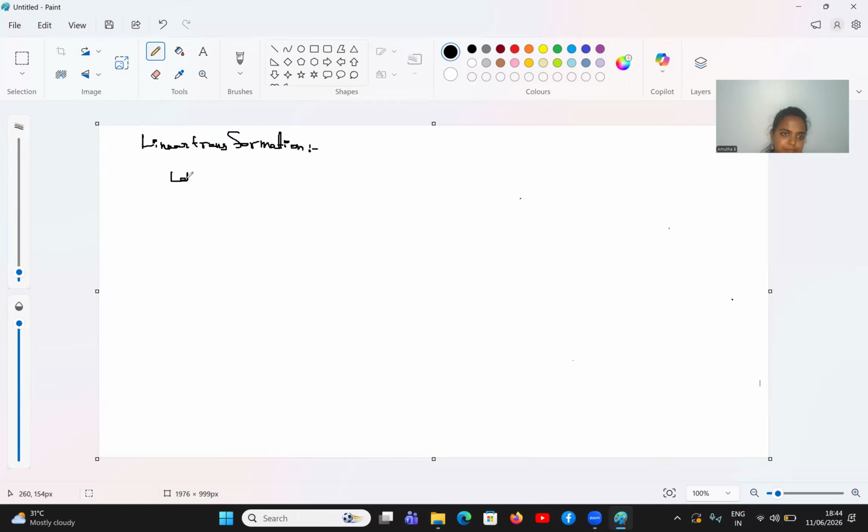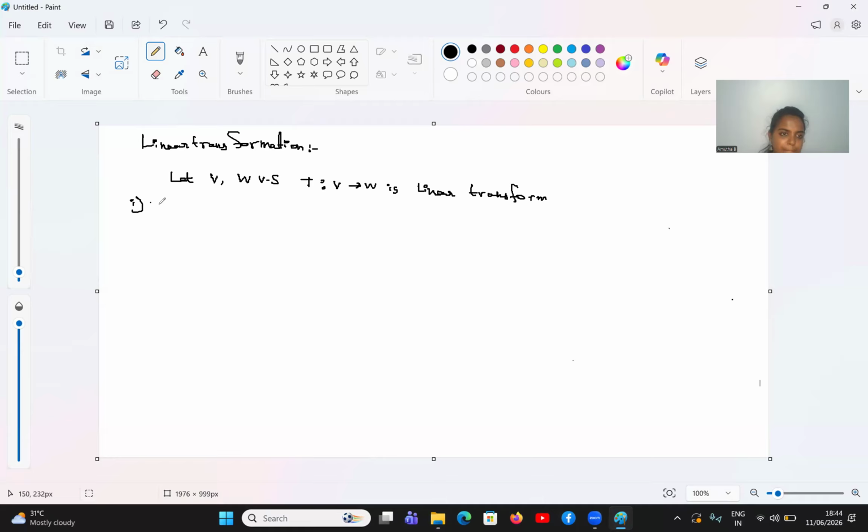Let V, W be vector spaces. A map T from V to W is said to be a linear transformation if it follows two conditions.